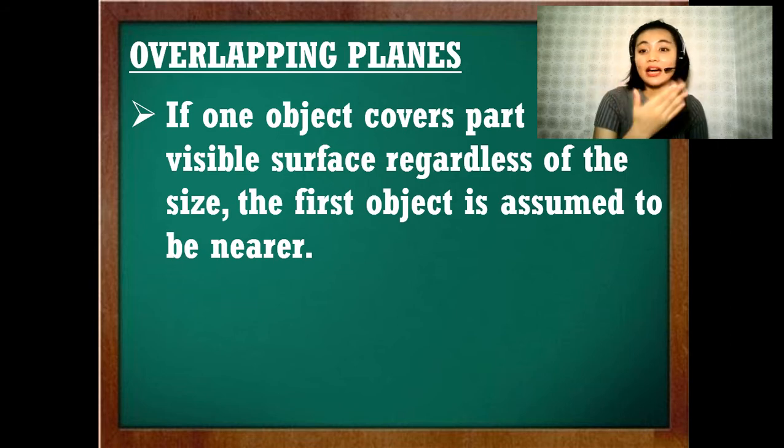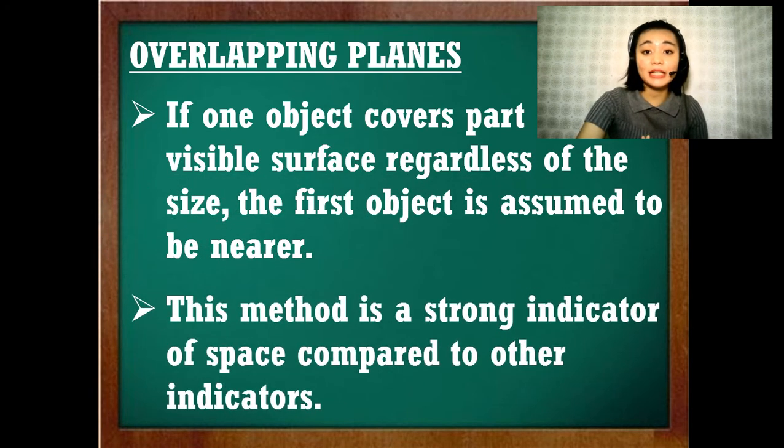Halimbawa, maraming tao. Natakpan kayo, ibig sabihin, yung mga taong nasa harapan nyo, mas malapit sila sa camera or sa perspective ng viewer kaysa sa kayo. Kasi na-overlap kayo eh. Natakpan kayo. Mamaya may example tayo dyan. So, this method is a strong indicator of space compared to other indicators. Because of the overlapping planes, it creates an illusion of space which is stronger than other indicators.